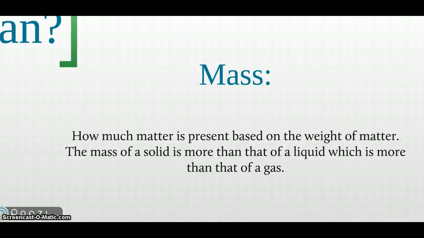Mass is how much matter is present based on the weight of the object, or the matter, which is gas, liquid, and solids. So we know that a mass of a solid is more than that of a liquid, and a liquid is more than that of a gas, which makes sense when you think about an ice cube weighing more than the water from the ice cube, which weighs more than the vapor that evaporated from that water.